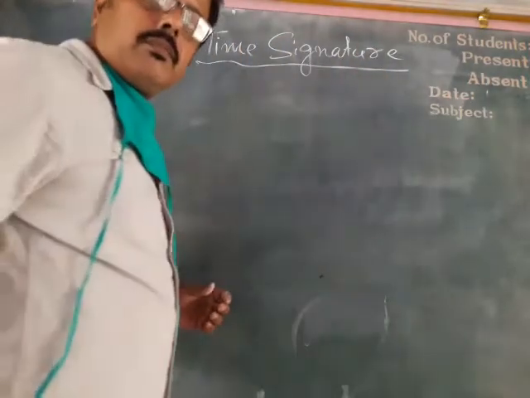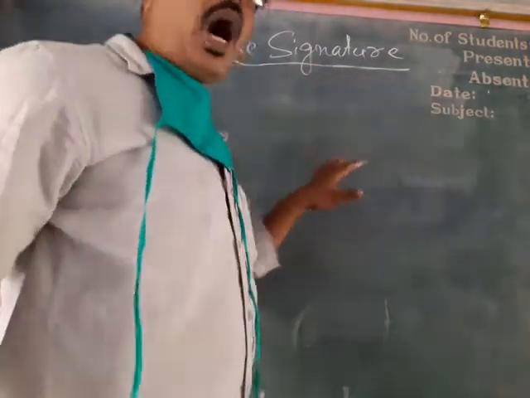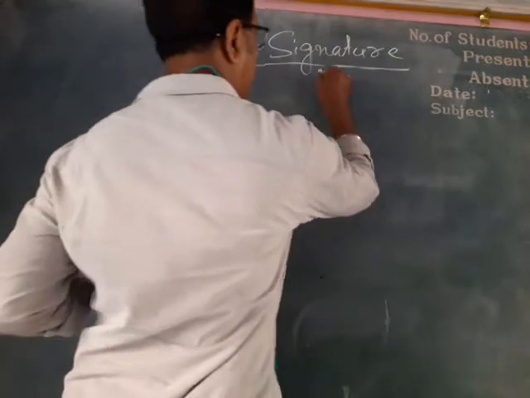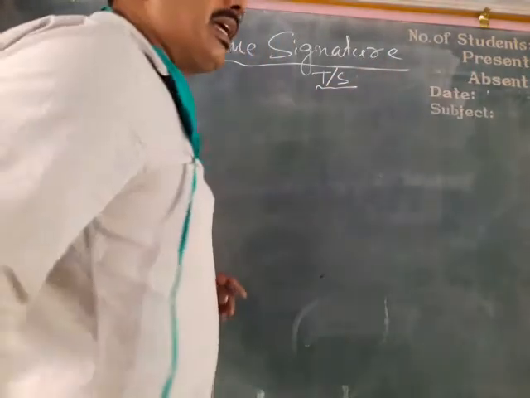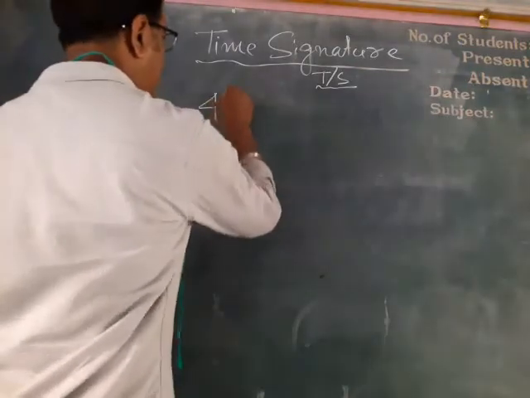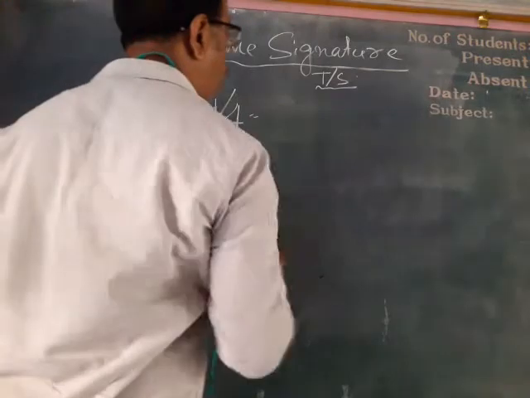Time signature. I have talked about this time signature several times. How do we write the time signatures in notation? TS, this is the short form of time signature. Name two time signatures. One is 4/4, one is 3/4.